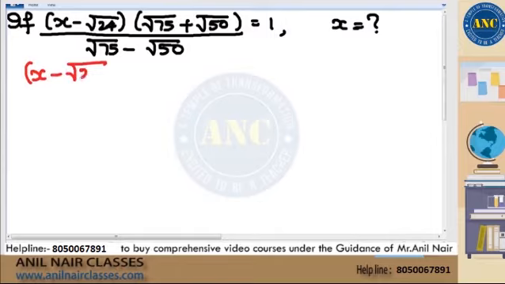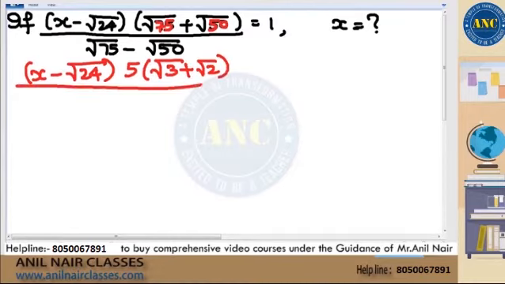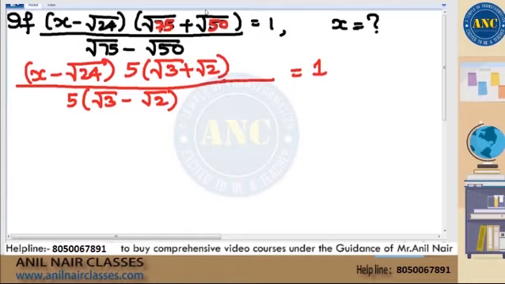x minus root 24 I will write as it is. Root 75 is 25 into 3, which is 5 root 3. Root 50 is 25 into 2, which is 5 root 2. If I take 5 common outside, 5 into root 3 plus root 2, divided by 5 into root 3 minus root 2, this is equal to 1. Now this 5 will cancel out.